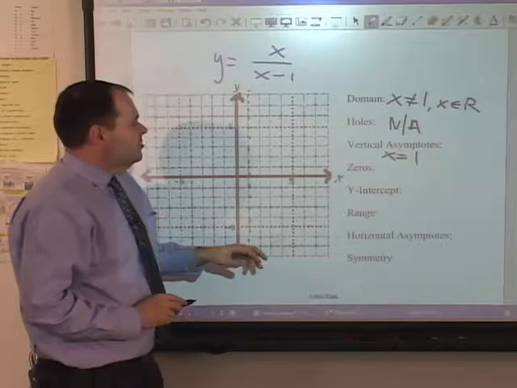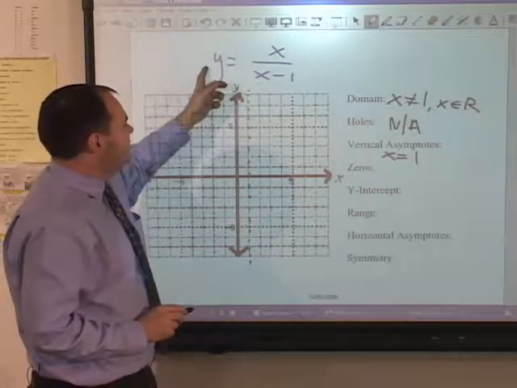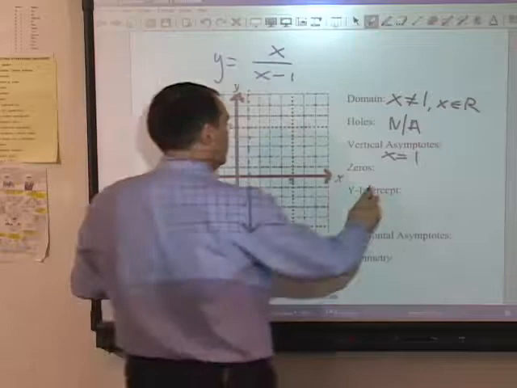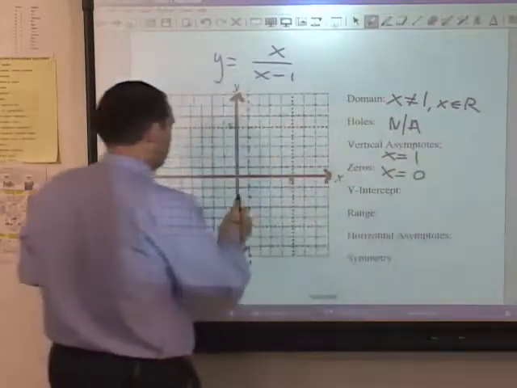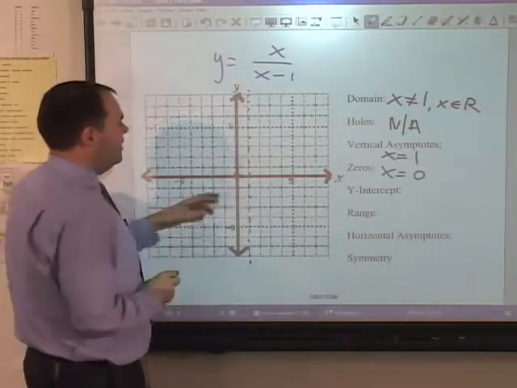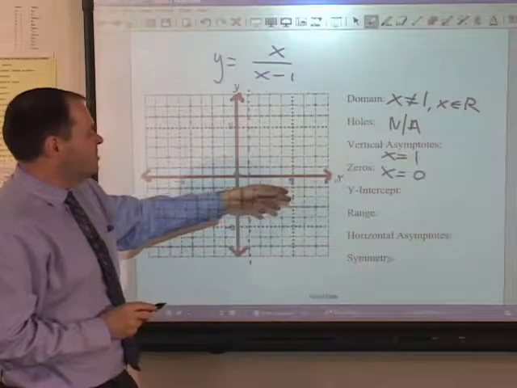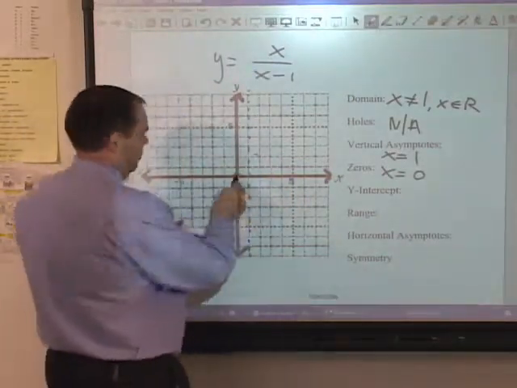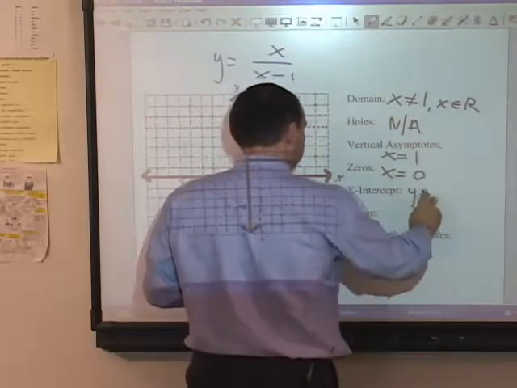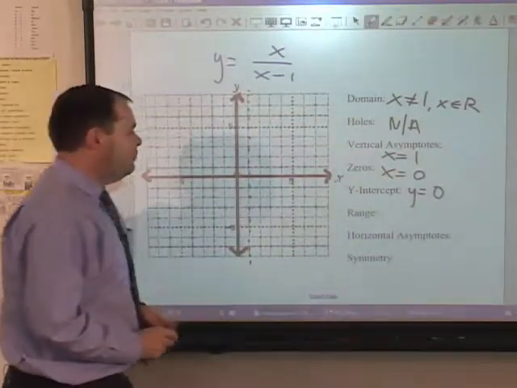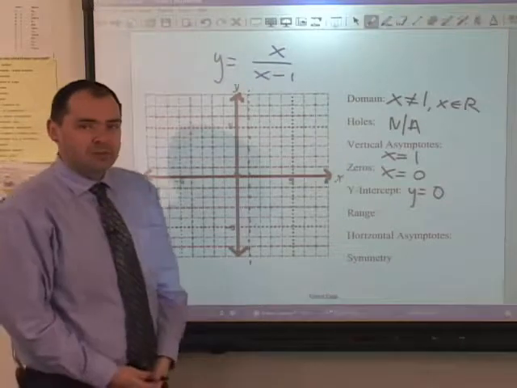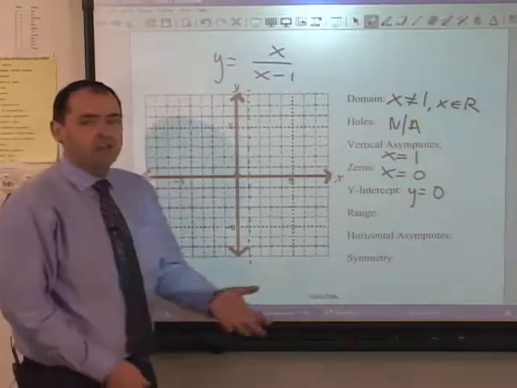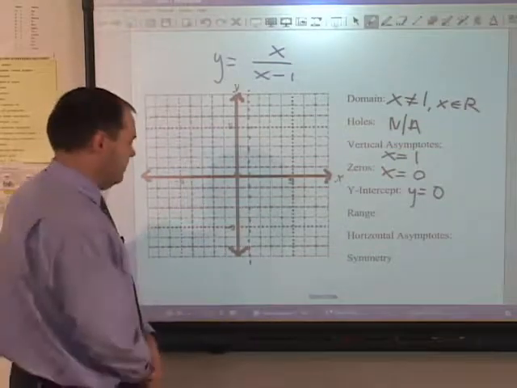The zeros of the function are when y is equal to 0. That would be when the numerator is 0. So at x equals 0, we have an x-intercept. The y-intercept is when x is 0. When x is 0, y is 0. It's the same point as the zero. And remember, those are the only things we can determine at this point, given our mathematical knowledge about this function, without now looking at the graphing calculator for the rest.